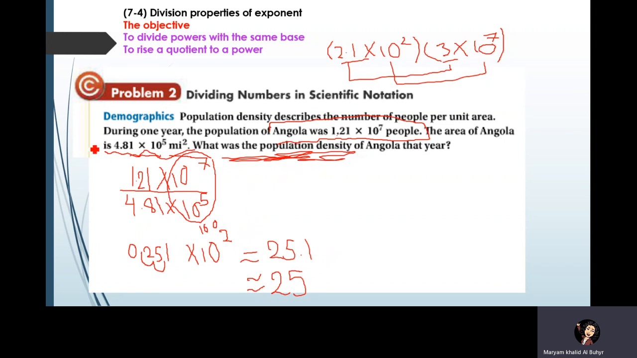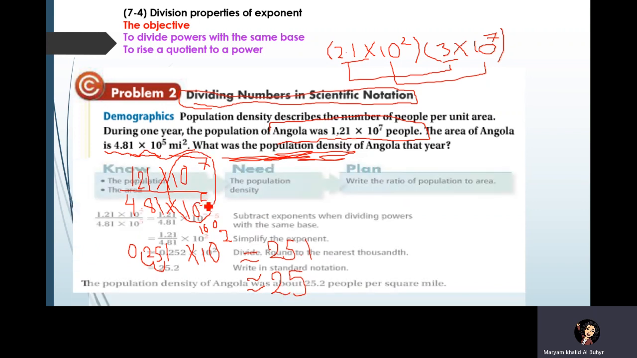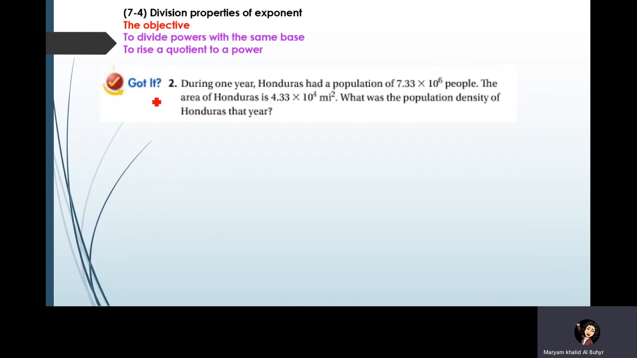So the basic idea is really simple. What is the concept here? Divide numbers in scientific notation. That's the concept that I need here. So how can I divide them? I'll divide the numbers together. For the powers of 10, just because I have division, just subtract the powers. Let's do exactly the same thing.